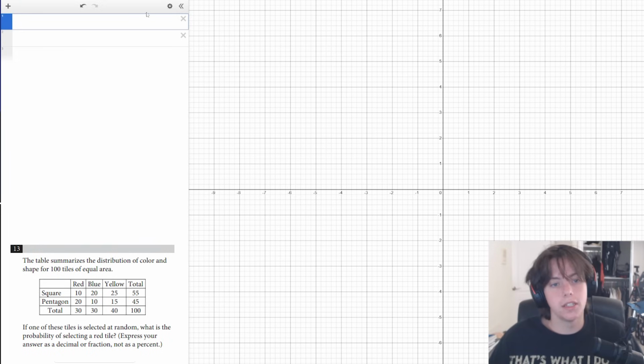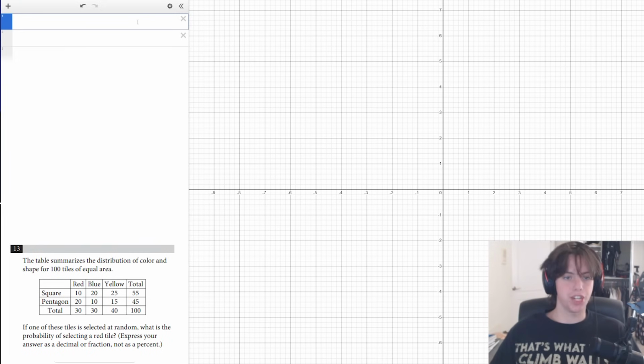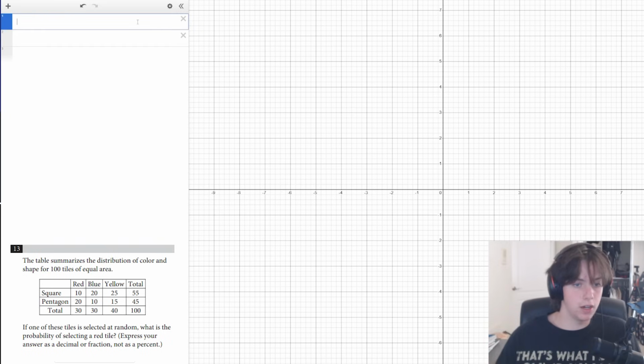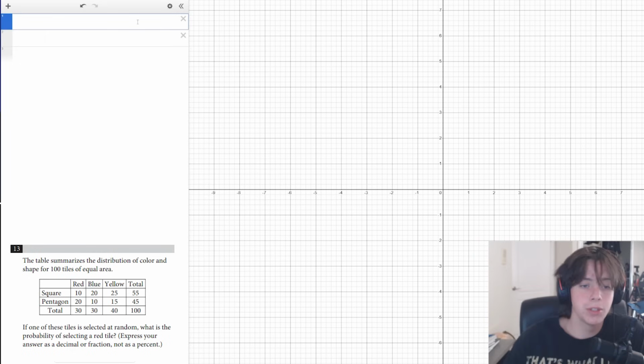Question number 13. The table summarizes the distribution of color and shapes for 100 tiles of equal area. If one of these tiles is selected at random, what is the probability of selecting a red tile? And it asks you to express your answer as a decimal or a fraction, not as a percent. Looking at this, we're picking a red tile, so it doesn't matter if we pick a square or a pentagon as long as it's red.